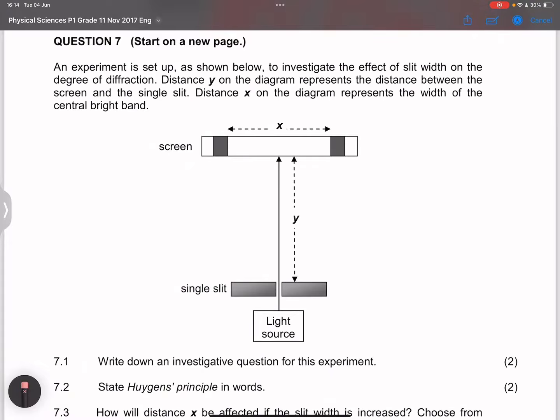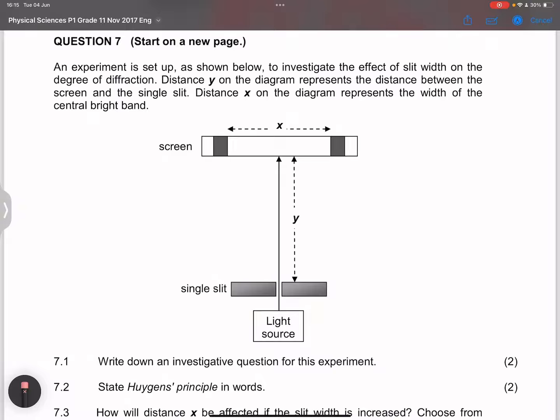So they say to us, an experiment is set up as shown in the diagram below to investigate the effects of slit width on the degree of diffraction. They say distance y on the diagram represents the distance between the screen and the single slit, and distance x represents the width of the central bright band. Now firstly, they say to us write down an investigative question for this experiment.